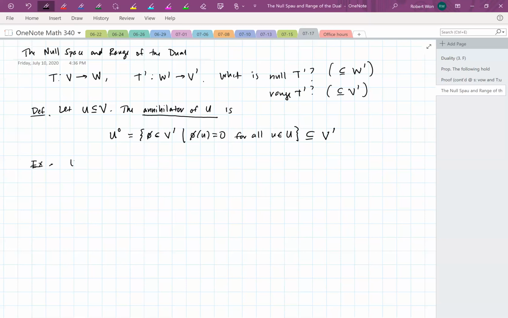Okay, so let's let U be the subset, it's in fact a subspace, of P of R consisting of all multiples of x squared. So I should ask, what are some things in the annihilator? Some functionals in the annihilator.